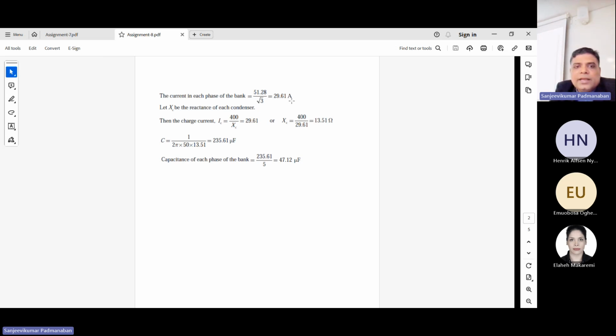Now I want to calculate the per phase capacitive reactance. How to calculate per phase capacitive reactance? IC equal to V divided by XC. So V is 400 divided by XC. Already I know IC equal to 29.61 ampere, so I can easily calculate my XC. XC is going to be 13.51 ohms. Can you calculate XC?